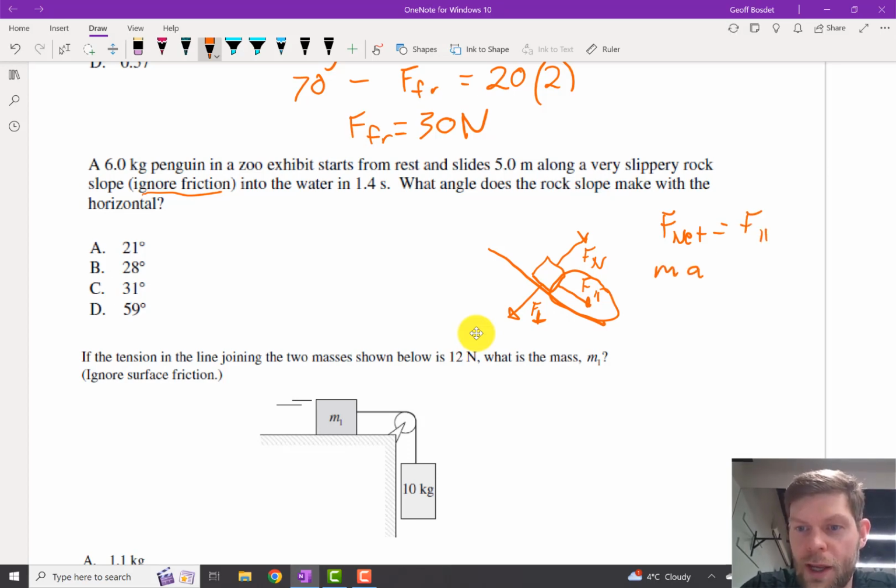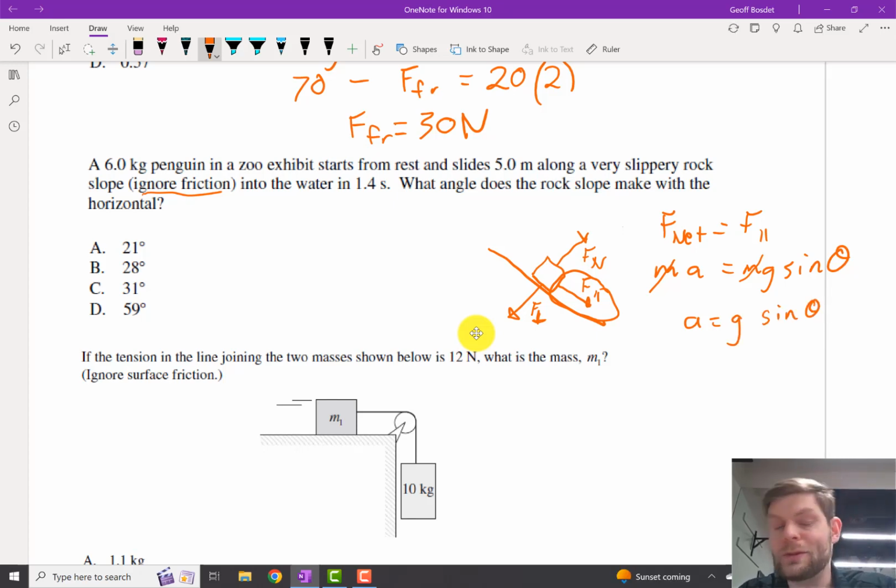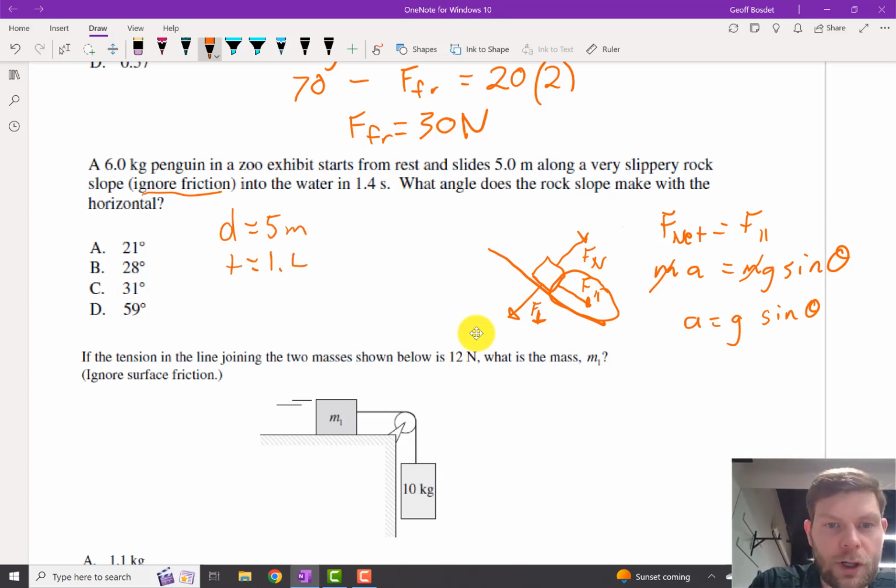So ma equals mg sine theta. If and only if your net force is your F parallel, it looks like your acceleration is just equal to g sine theta. Now, we don't know a, but I bet we can figure it out. We know our displacement is 5 meters, and we know our time is 1.4, and we also know it starts from rest, so we know vi equals 0.